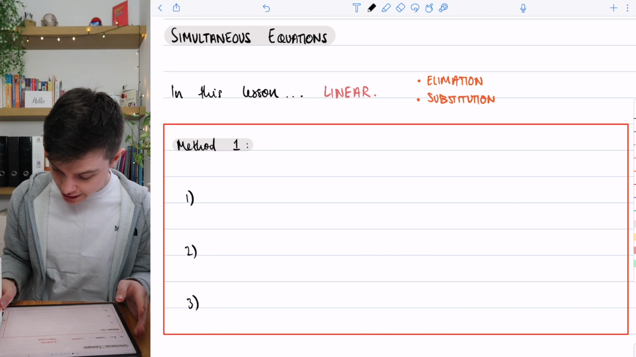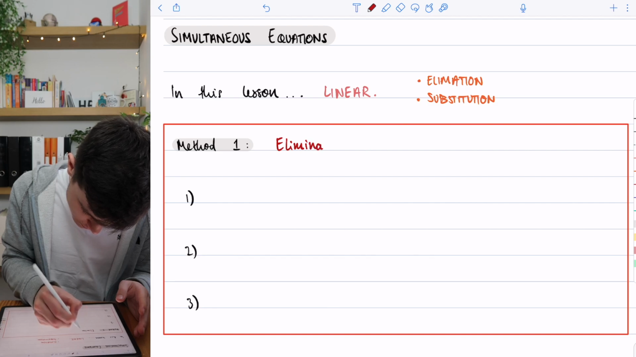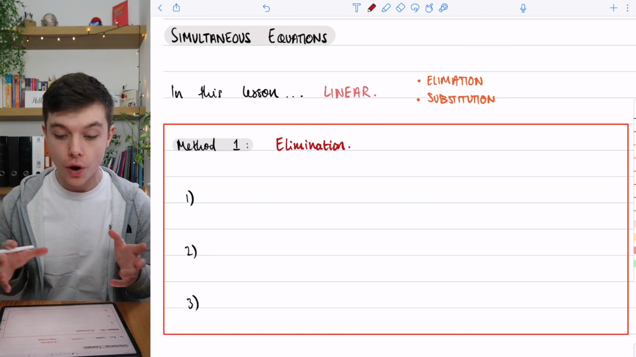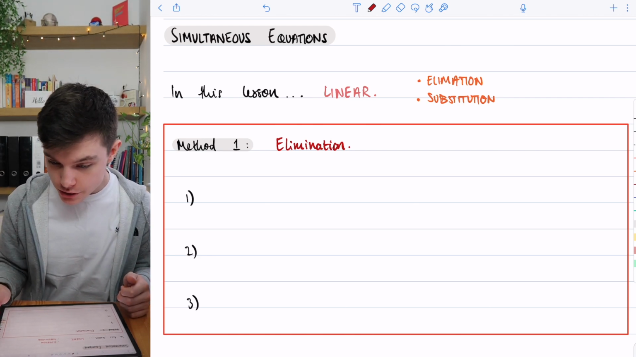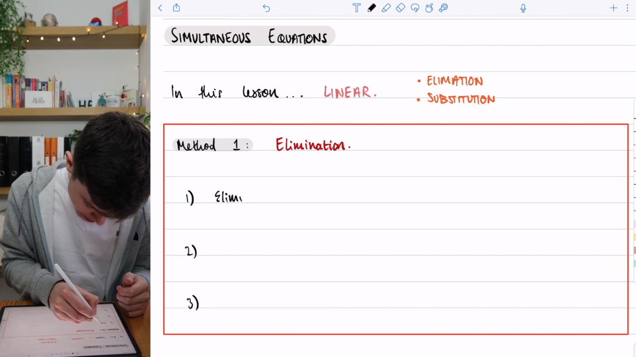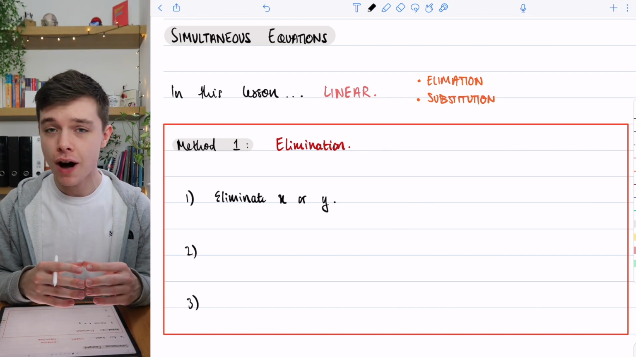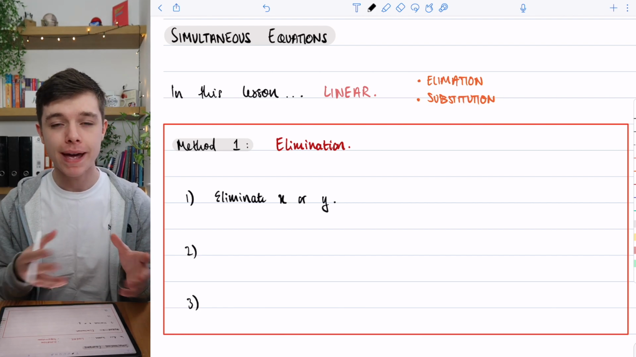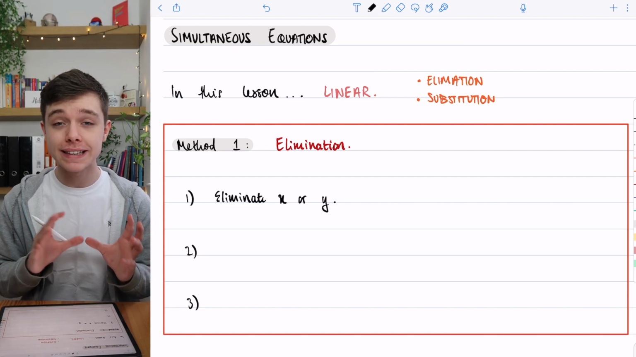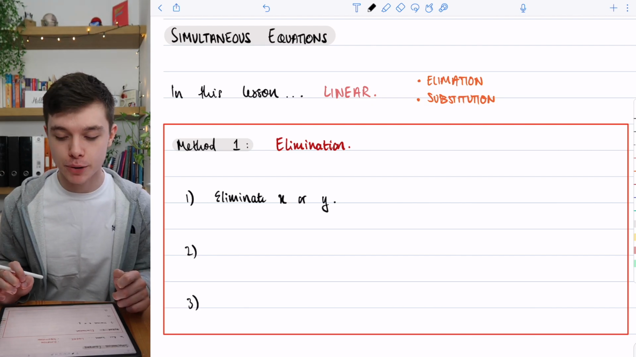So this first method is going to be elimination. And it's kind of in the title. What we want to do with elimination is eliminate one of the variables. So the first thing we're going to do is eliminate x or y. Now, you actually might not have variables x and y, you might have a or b or p and q. For this video, we've just got variables x and y, but what you want to do is eliminate one of those two variables, and I'll show you how you do that in some examples.